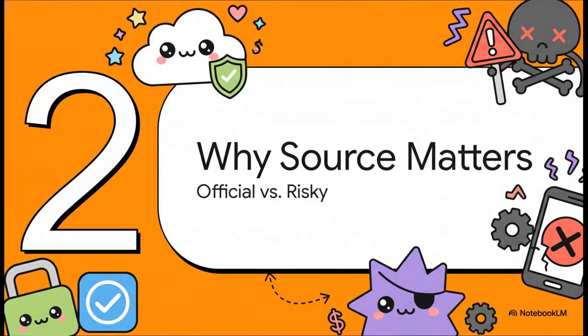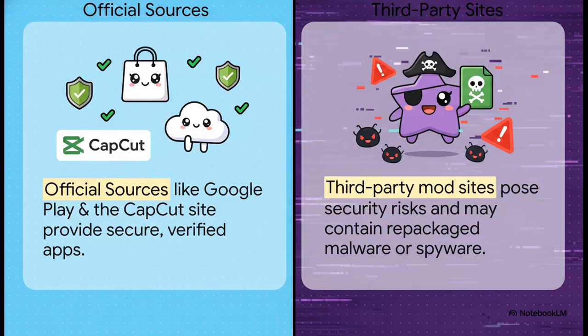So you've heard me say official site a bunch of times now. Why am I so obsessed with it? Well, it's because where you get that APK file from is literally the most important decision you'll make in this whole process. It's the difference between safe and not so safe. Let's look at why. Think of it like this. On one side, you've got your official sources, the Google Play Store and CapCut's own website. These are the good guys. They're verified, they're scanned for bad stuff, they're secure.